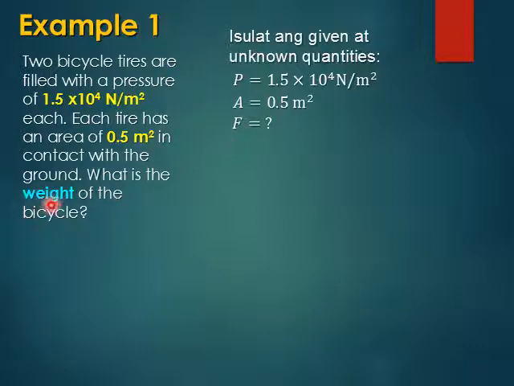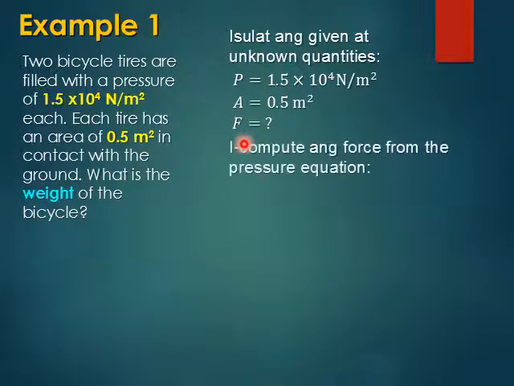Okay, pero sabi dito weight ng bicycle. Remember that weight is actually gravitational force. Okay, so first, i-compute muna natin ang force from the pressure equation. So, given the pressure equation, diba, you have F over A. So, para ma-solve mo ang force, ano lang gagawin natin? Simply cross-multiply the pressure and the area. So, F is equal to P times A.